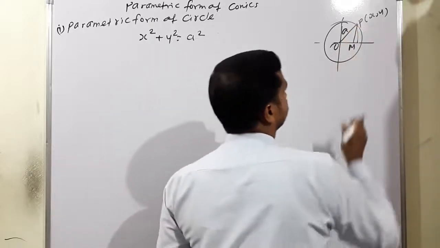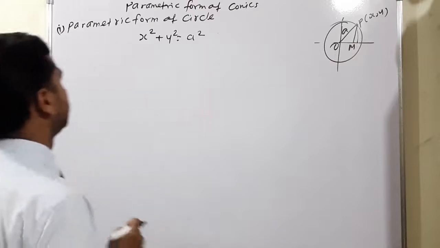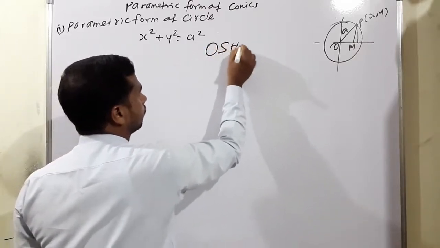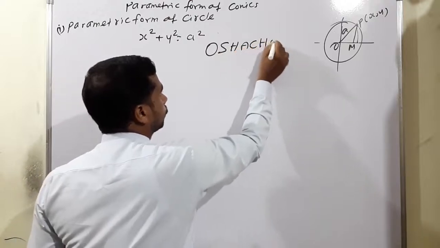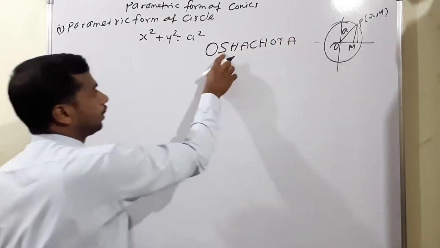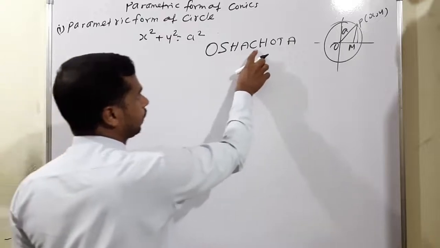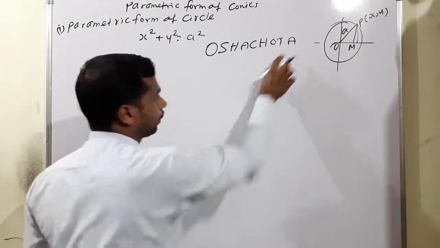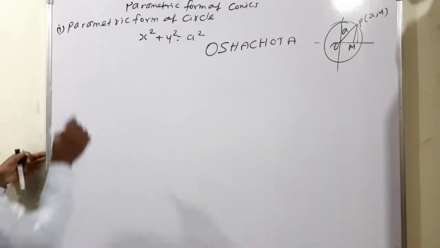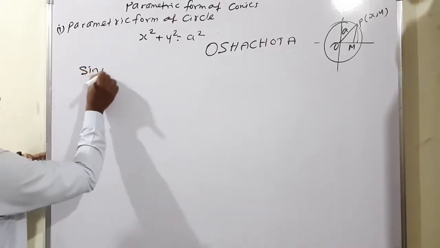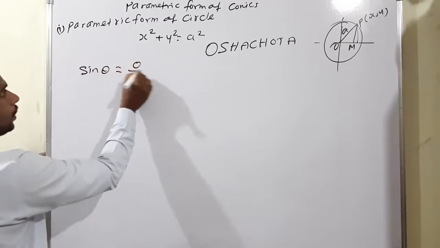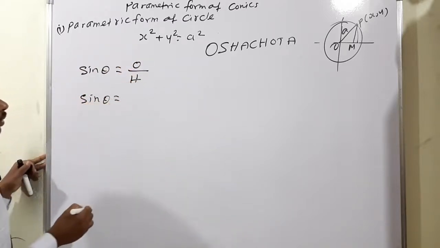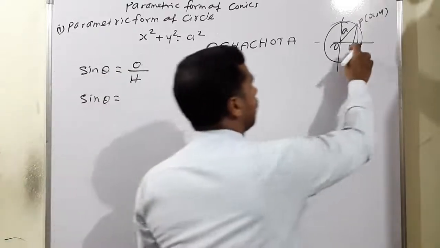Now from this circle we can consider according to the trigonometric ratios. Sin theta means opposite divided by hypotenuse. Cos theta means adjacent divided by hypotenuse. Tan theta means opposite divided by adjacent. So from this circle, sin theta is equal to opposite divided by hypotenuse. Therefore, sin theta is equal to, opposite means MP, isn't it?